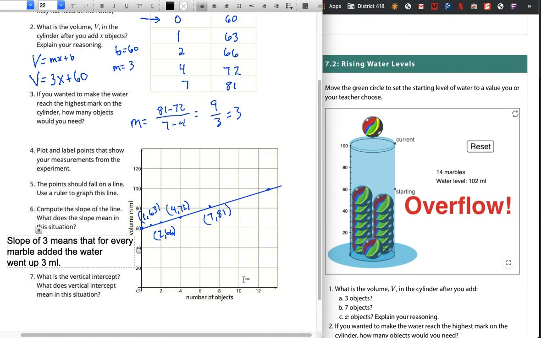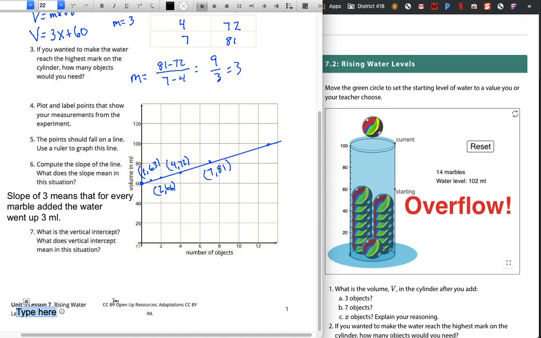And then what is the vertical intercept? What is the vertical intercept and what does it mean? Well, the vertical intercept, b equals 60. We already talked about that. And it means there was 60 milliliters of water in the beaker to start with.